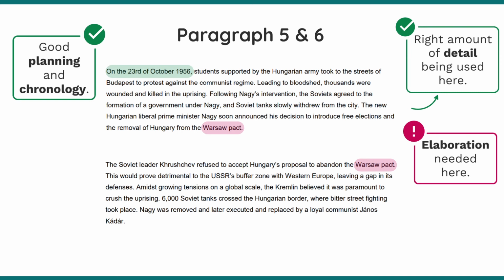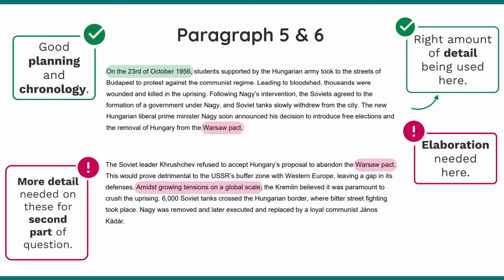In the middle of this paragraph, it talks about the growing tensions on a global scale. Another slightly missed opportunity. What were the tensions that were going on at that global scale? Because all of those things are important to illustrate why the Russians wanted to stop this rising. And it's just kind of plonked in there in the middle of that paragraph, and a bit more detail is needed on it, particularly for the second part of the question.